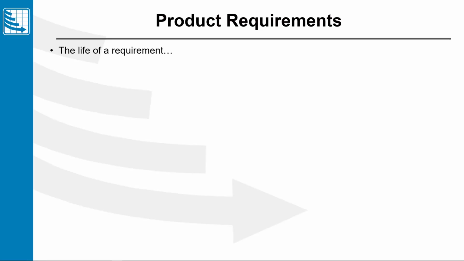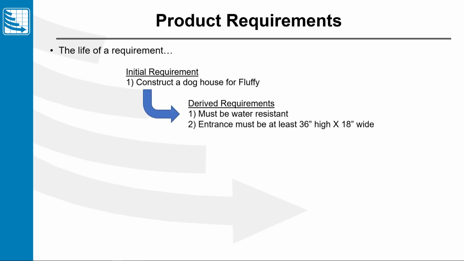Now let's look at an example. Our initial requirement for management: construct a doghouse for Fluffy. We derive that into two requirements. The doghouse must be water resistant and the entrance must be at least 36 inches high by 18 inches wide.